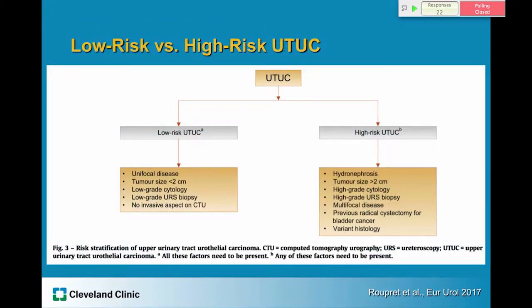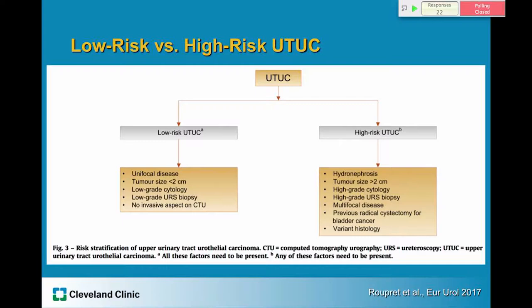This is borrowed from the recent EAU guidelines on the management of upper tract urothelial carcinoma published in European Urology this year. In order to make treatment decisions, you want to group these into two groups, low-risk and high-risk. Low-risk upper tract urothelial carcinomas are often unifocal. These are smaller tumors, less than 2 centimeters in size. They often have low-grade or negative cytology. If a biopsy is performed, they'll be low grade. And there's no invasive aspects on CT urogram, so no enlarged lymph nodes, no periureteral stranding, no suspicion of invasion of the renal parenchyma for renal pelvic tumors.